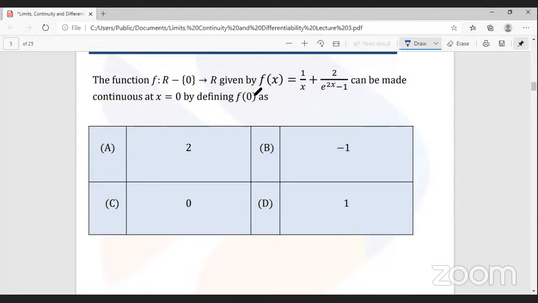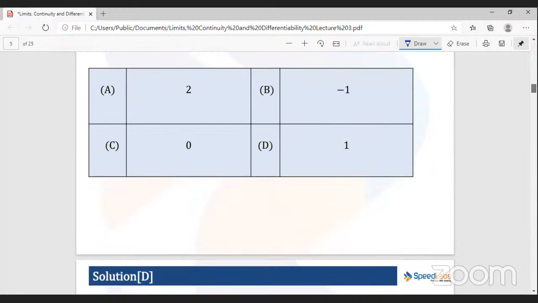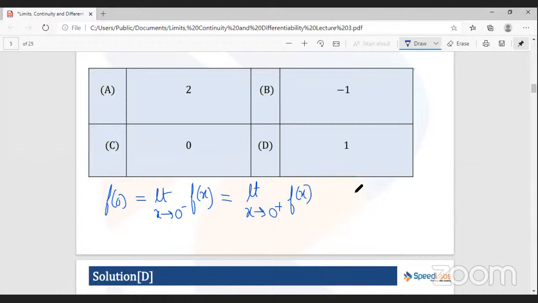We have to make this function continuous at x equal to 0. We have to find the definition of f(0). So here we know that f(0) can be written as limit x tending towards 0 minus f(x), or limit x tending towards 0 plus f(x), or limit x tending towards 0 f(x). Okay.